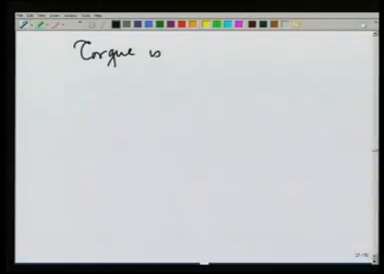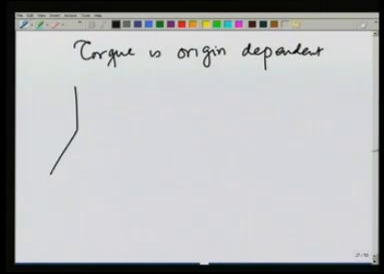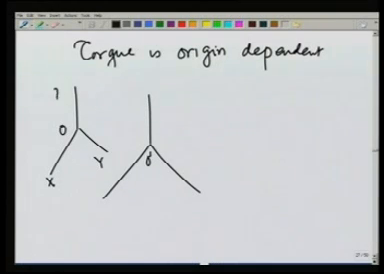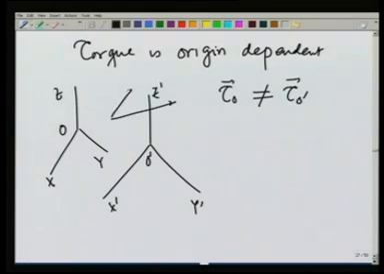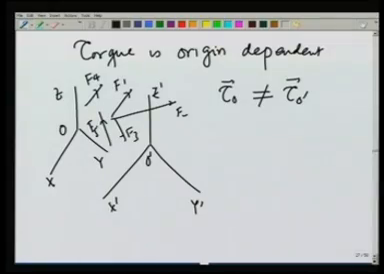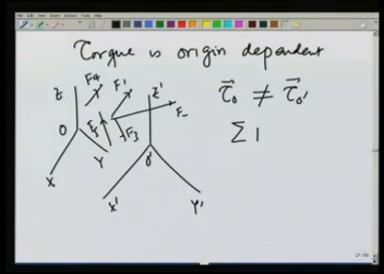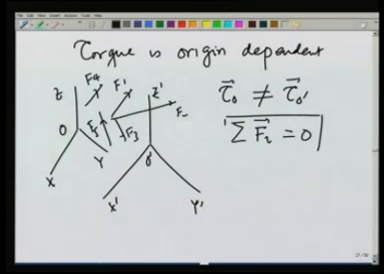In general, since the torque is origin dependent, if I take two particular frames O and O prime, x, y, z, x prime, y prime, z prime, tau O is not going to be equal to tau O prime for a given set of forces F1, F2, F3, F4, which may not even cross, F5 and so on. However, there is a very special circumstance under which the two torques are equal, and that is when the summation of F i is equal to 0, and I am going to show that to you.